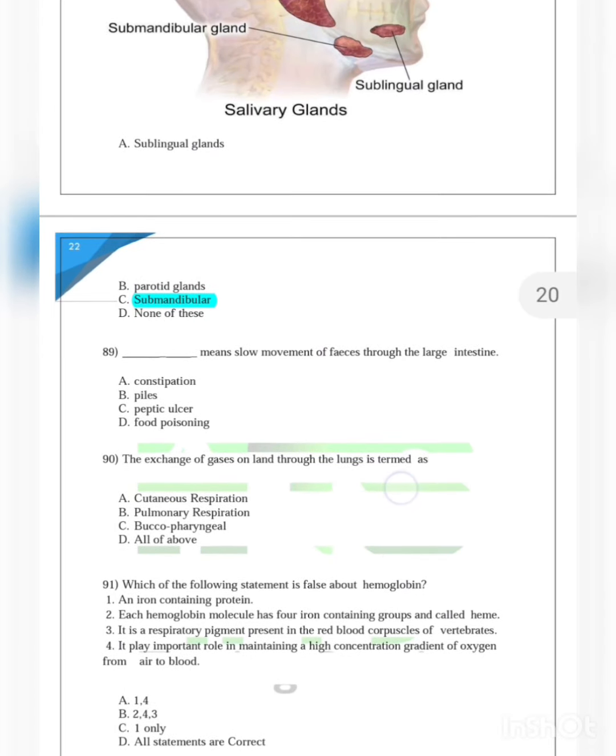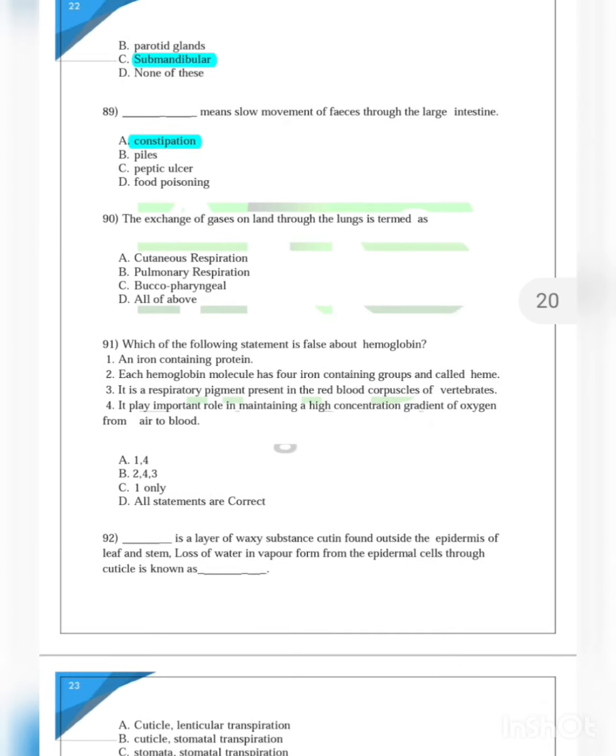89, slow movement of feces around the large intestine. Constipation. This is going to be constipation. So constipation is basically a medical condition where we have slow movement of our feces through the large intestine. That's why we have irregular movement of our feces, which creates a lot of problems in our body. The exchange of gases on land through lungs is termed pulmonary respiration. We all do. We have two lungs basically, which is basically everything for us.